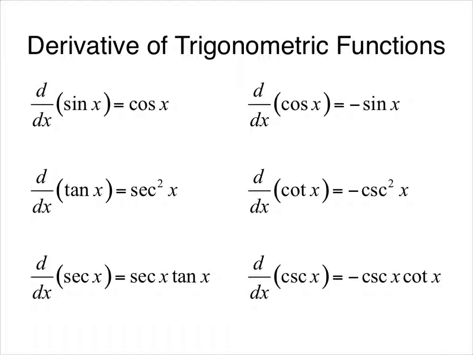Okay, so here are our results. We knew the derivative of sine of x is cosine, the derivative of cosine is negative sine. And we then solve for the remaining 4.